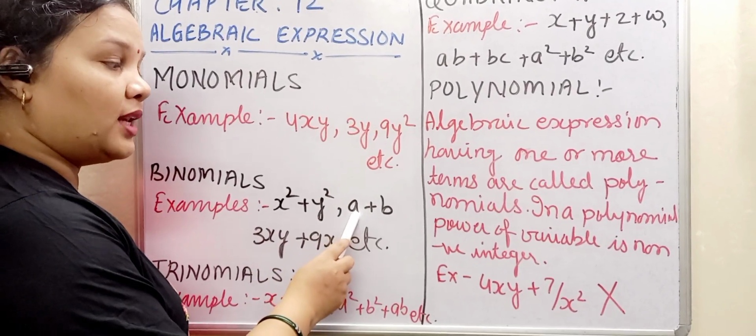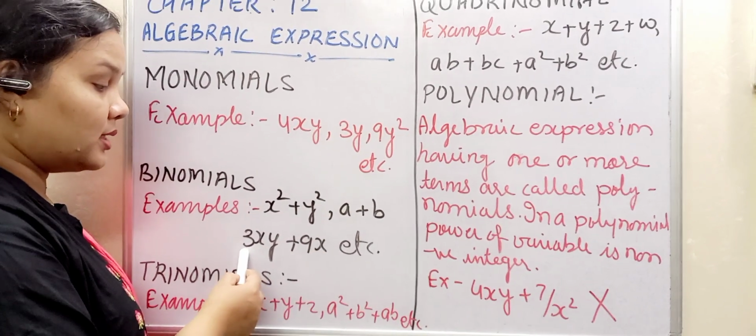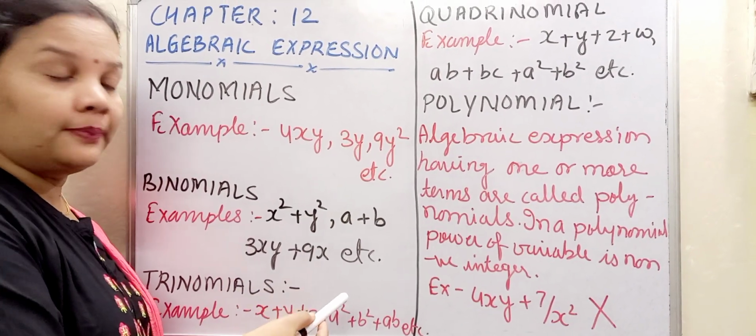Similarly, in this example, a and b are two terms, so it is also a binomial. Here it is 3xy and 9x.